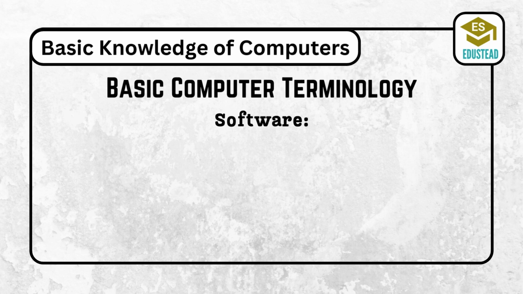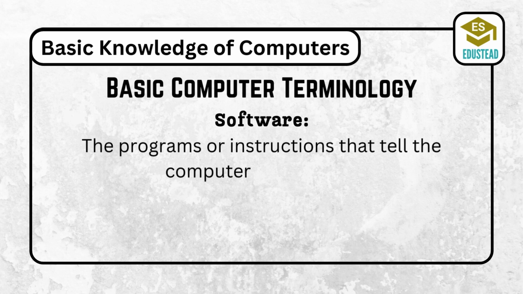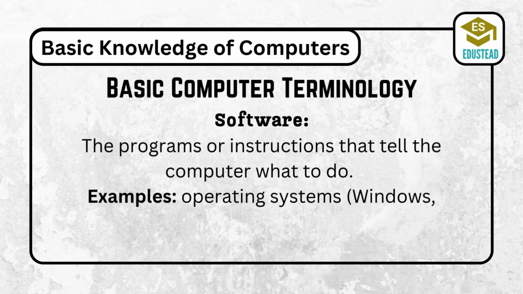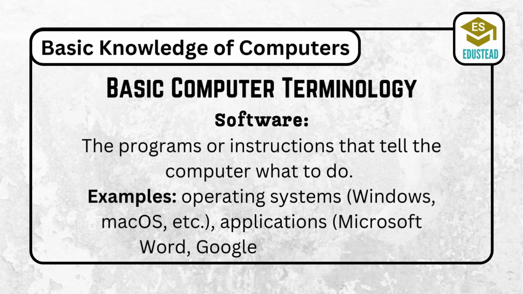Let's move towards software. The programs or instructions that tell the computer what to do are known as software. Examples of software are operating systems, Windows, Mac OS, applications, Microsoft Word, Google Chrome, and many more.